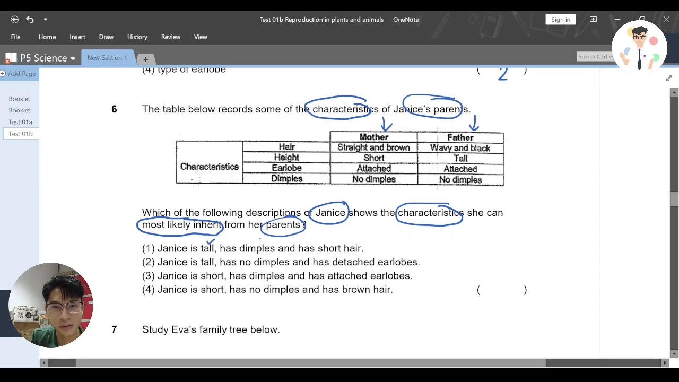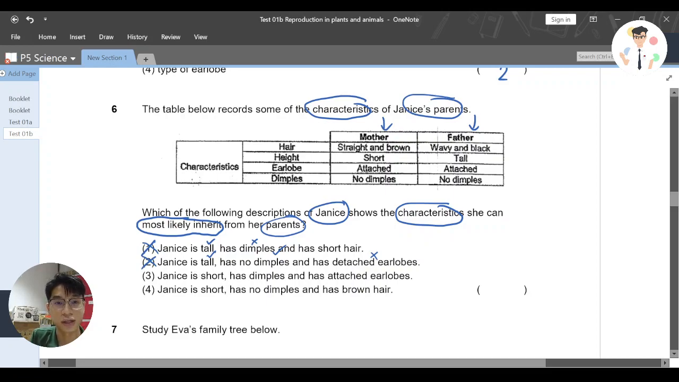Has dimples. Is it possible? You see, mother and father don't have. So this is possibly no, because most likely, right? So 1 you can just cross out. Number 2, Jenny is tall. Yes, the father is tall, so it's okay. No dimples. Yes, both of them have no dimples. Has detached earlobes. But the problem is, the mother has attached and the father also has attached. That means this is wrong. So option 2 is out for now.